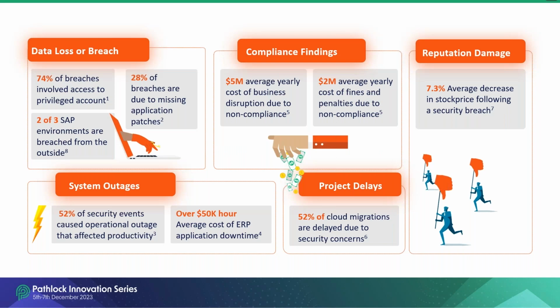So there are 5 points which are really interesting in companies from the last security reports we find out, and that's first of all data loss or data breaches. 74% of the breaches involve access to privileged accounts, and that means even if you have a good role concept, you sometimes need accounts with higher privileges, and 3/4 of the data breaches are done with such accounts.